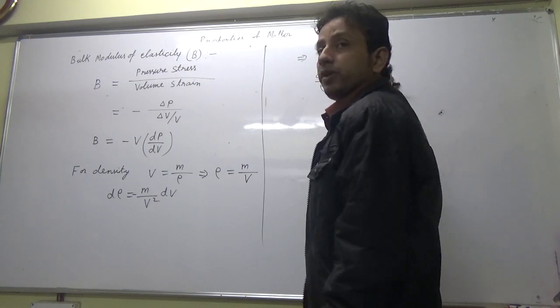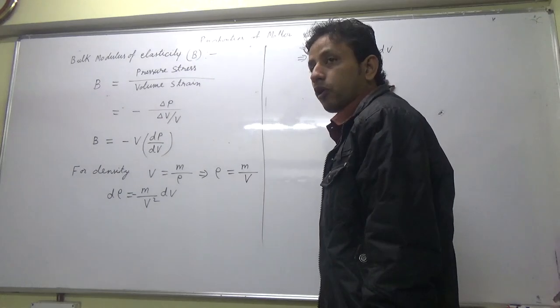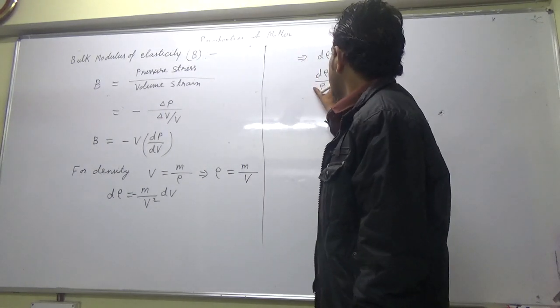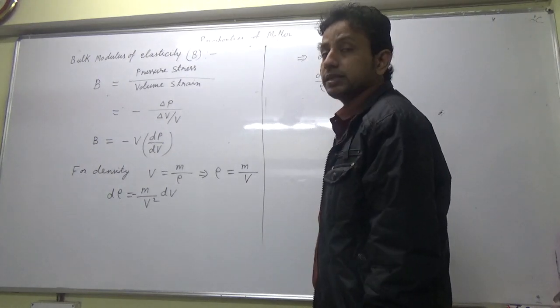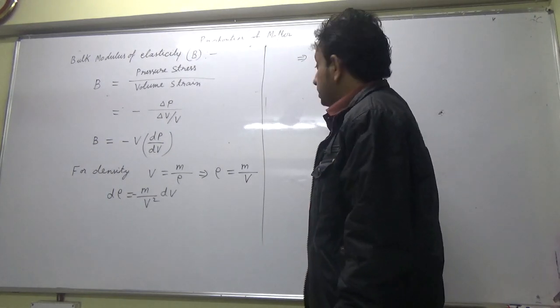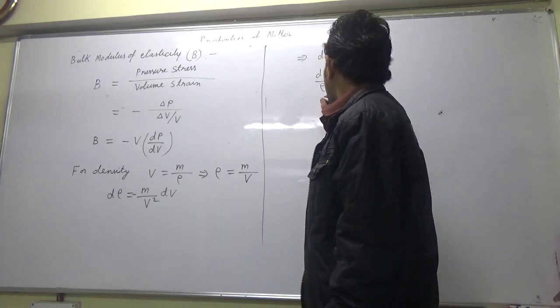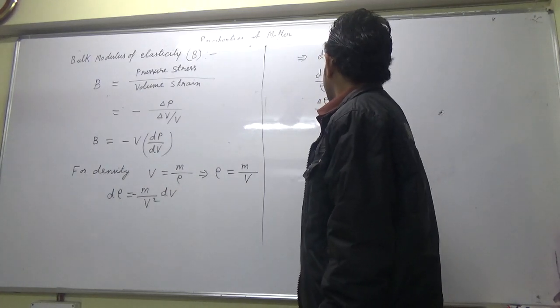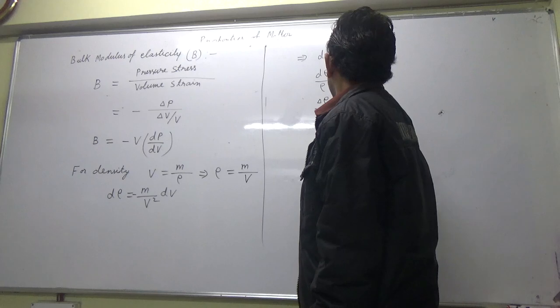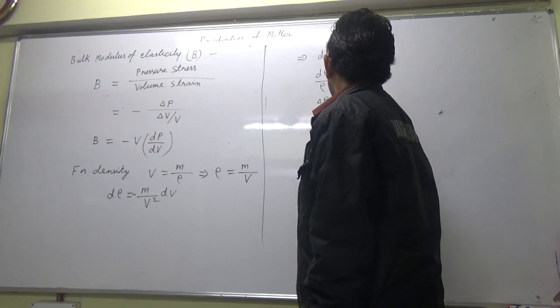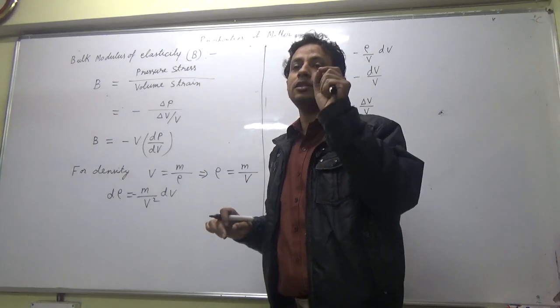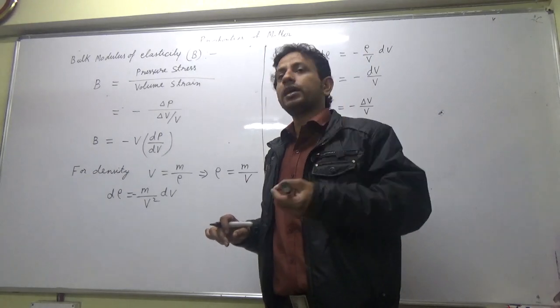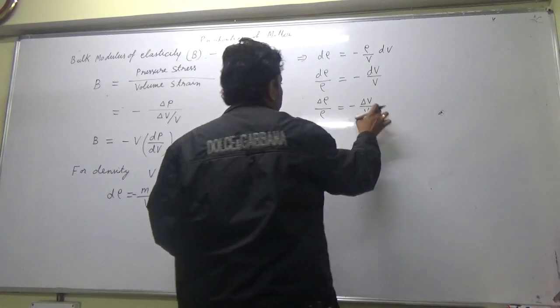So dV by V is what? Fractional change in volume for very small changes, and this is fractional change in density. So this is the relation between these two, fractional change in density and volume. Since the changes are very small, we can write like this. This has come from differentiation. In differentiation we take infinitesimally small change, but for practical purpose, since this change is very small, we can write like this.